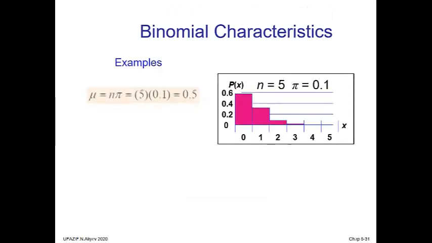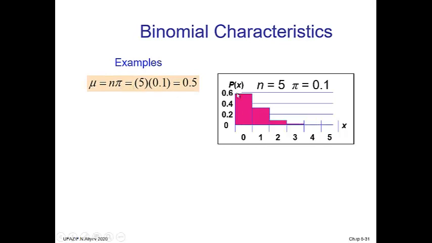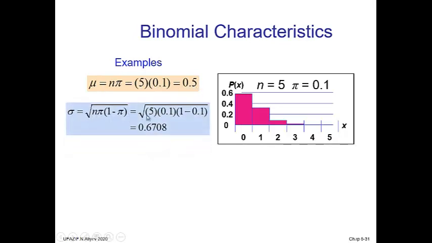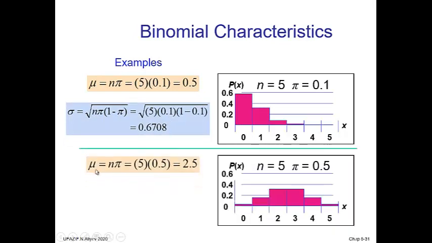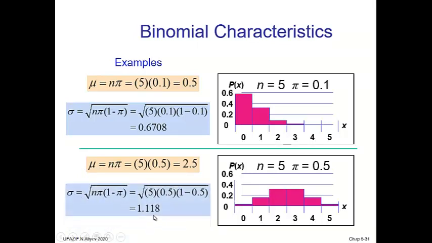Now let's consider some examples of how to calculate the mean and standard deviation for the binomial distribution. If our n is 5, π = 0.1, then the mean equals this by this, 0.5. Standard deviation, this number. For n = 5 and π = 0.5, the mean equals 2.5 and the standard deviation is 1.118. Okay.